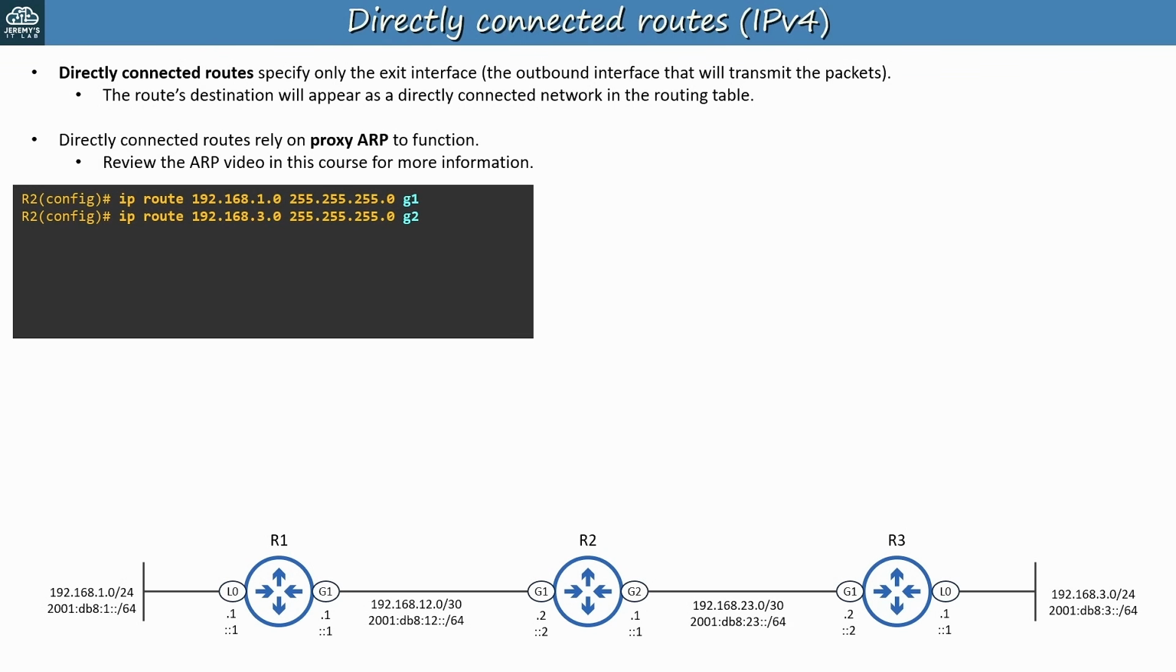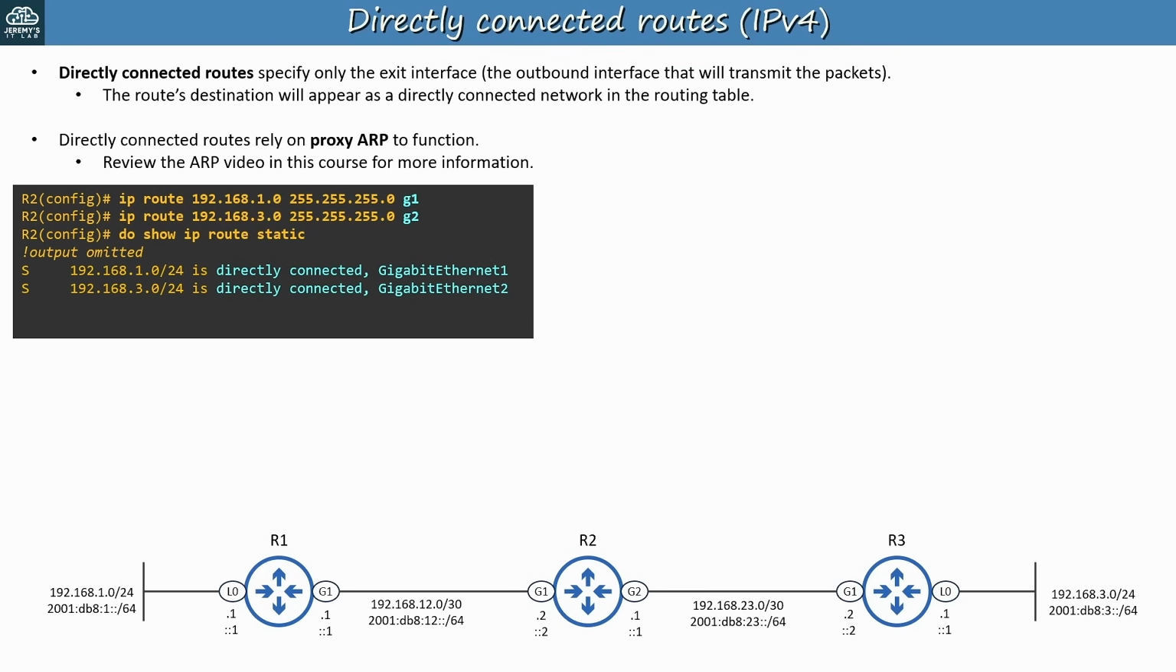On R2, I configured directly connected routes to R1's and R3's LANs, specifying only the exit interface. Here are those routes in the routing table. R2 now thinks that 1.0/24 and 3.0/24 are directly connected to its interfaces.